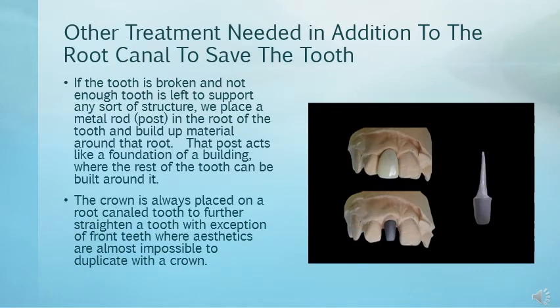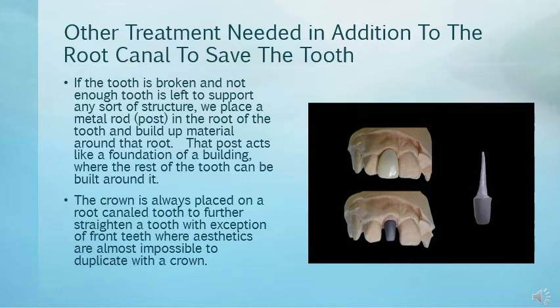Other treatments are needed in addition to the root canal to save the tooth. In other words, a root canal is not enough to save the tooth. If the tooth is badly broken down and not enough of it remains, we have to use the roots to provide support for the structure above it. Just like a building needs a foundation to support what is built above ground, the tooth above the gums needs the same structure.